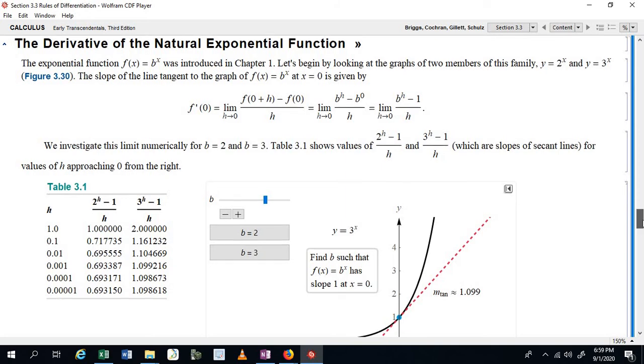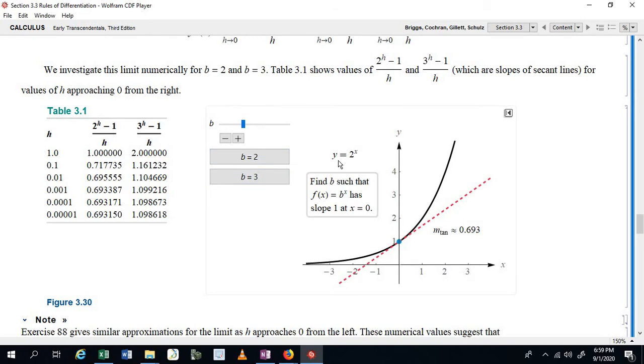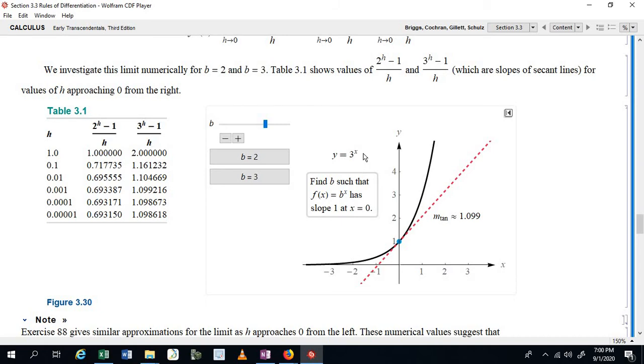Now, graphically, what's going on here is if you graph the exponential function 2 to the x power, the graph of that function looks like this. And the slope of the tangent line right at 0 is about 0.693. And if you graph the function 3 to the x power, it looks like this. And the slope of the tangent line right at 0 is about 1.099.